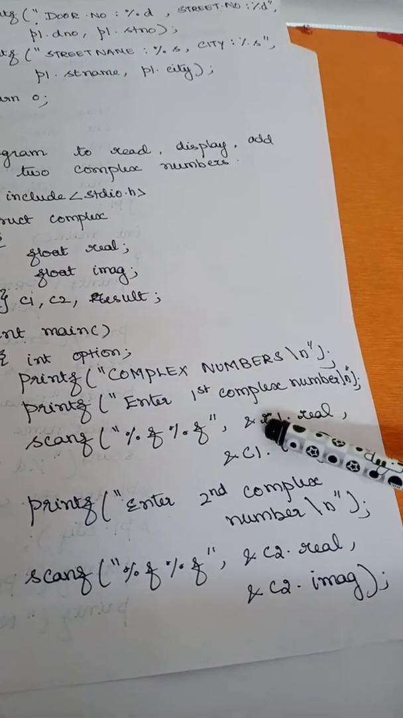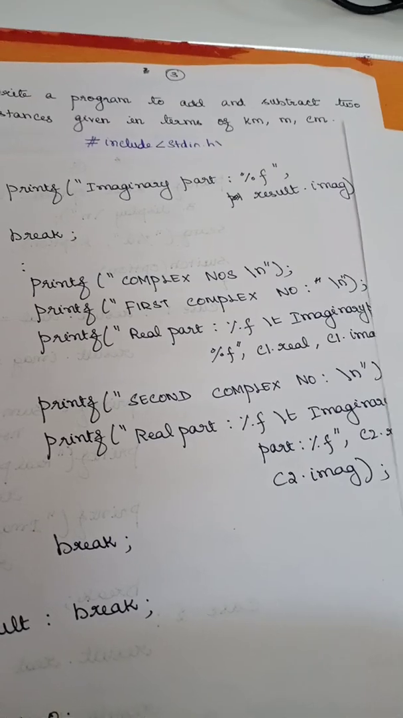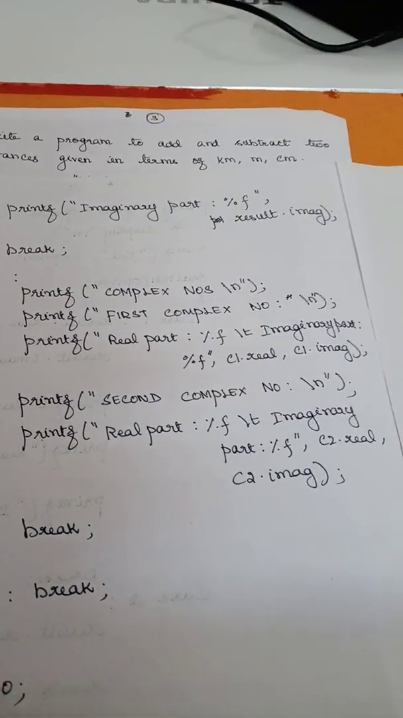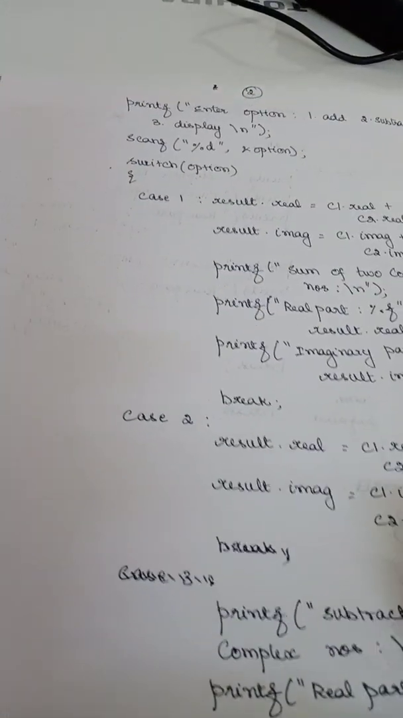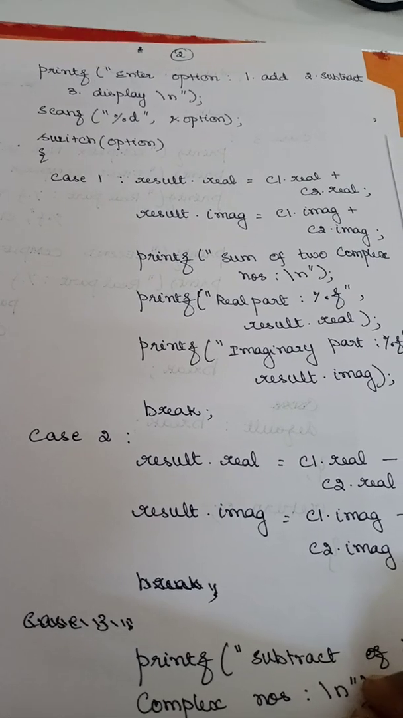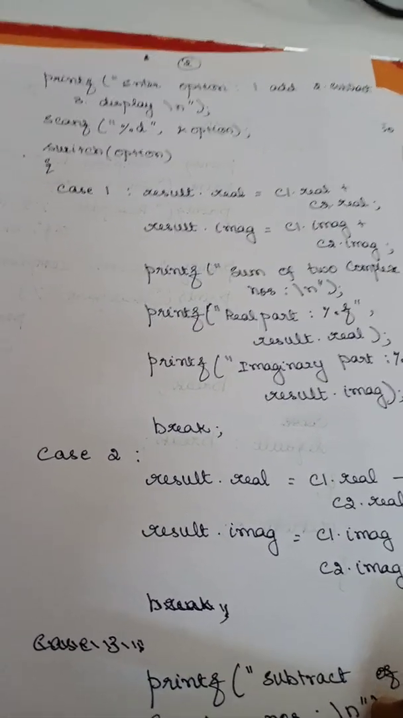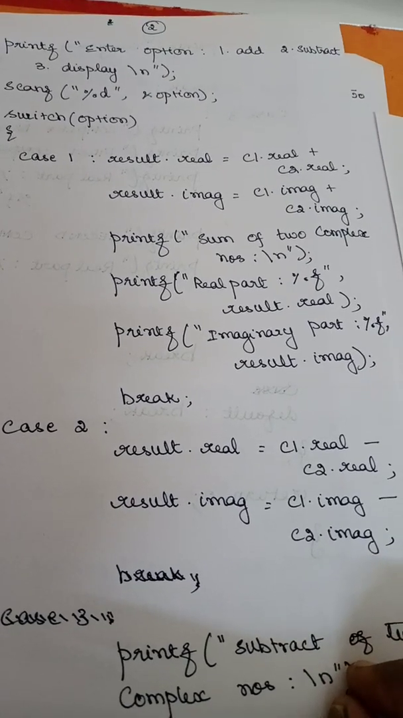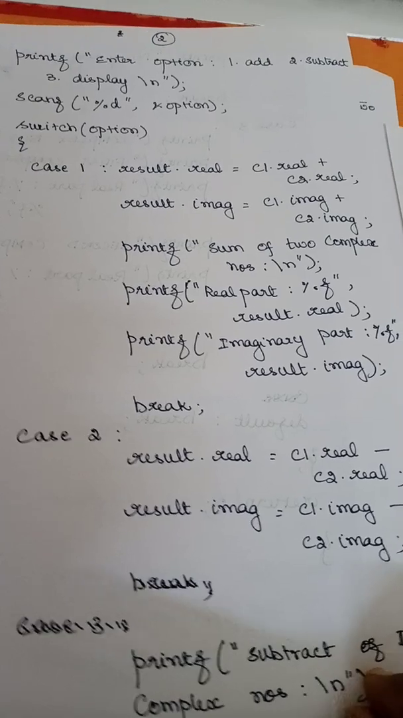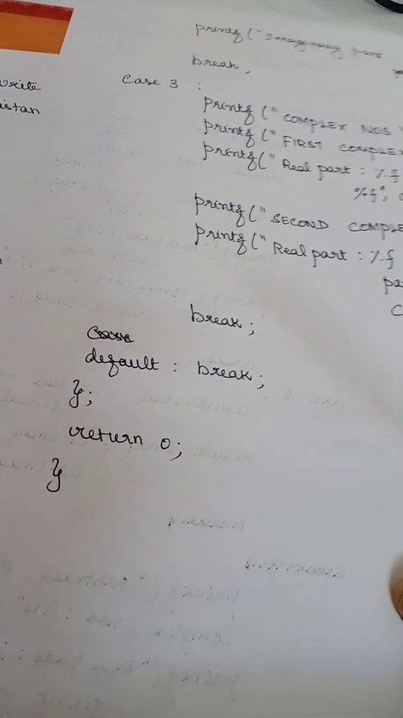So here I am reading the first number, I am reading the second number, and then what I have done, I have read the option whether I want to do the addition, subtraction or display. Addition means I am adding the real part separately, I am adding the imaginary part separately, I am displaying the result. Subtraction means again I am doing the subtraction and then I am displaying the result. Display means it will just display the complex numbers, right?